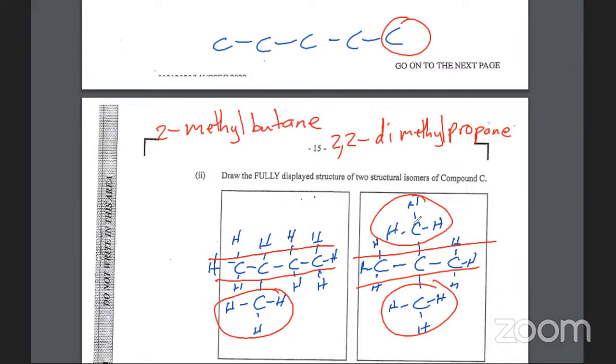So these are 2 more isomers. The straight chain up top is 1. So we have a total of 3 isomers for pentane. Butane has 2. Right, so again, moving on. Name isomer 1 and 2. All right, so we did that.